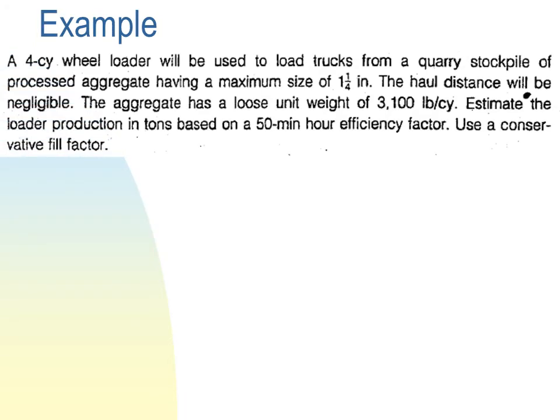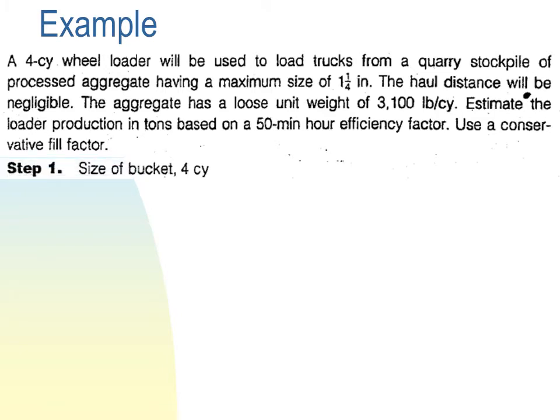So let's take a very nice example. We have a 4 cubic yard wheel loader that will be used to load trucks from a quarry stockpile of processed aggregate having a maximum size of 1 1/4 inch. The haul distance will be negligible. The aggregate has a loose unit weight of 3,100 pounds per cubic yard. Estimate the loader production in tons based on a 50-minute hour efficiency factor. Use a conservative fill factor. Of course, here he's requiring the loader production in tons because this is a quarry. In a quarry, you are dealing with material that you will be selling in units of weight. So you need to get your productivity in units of weight.